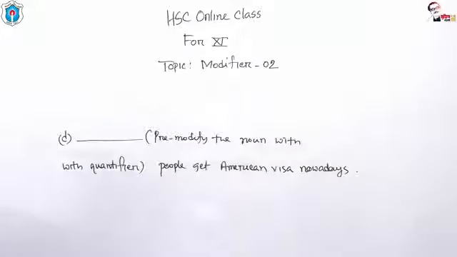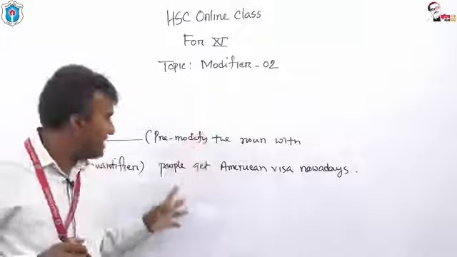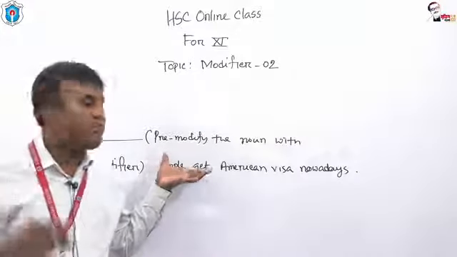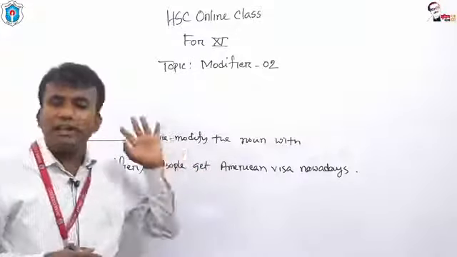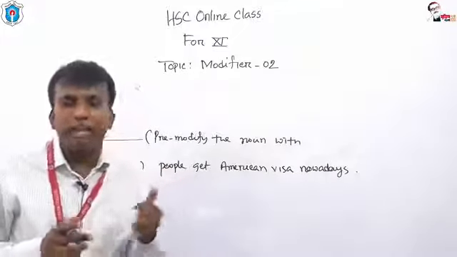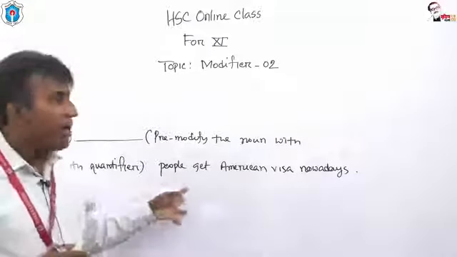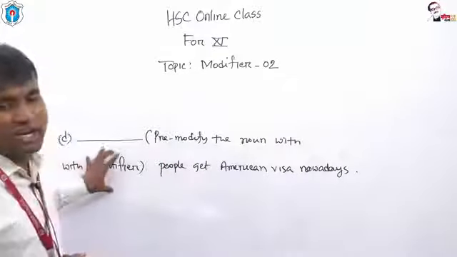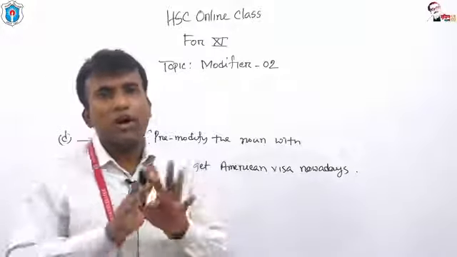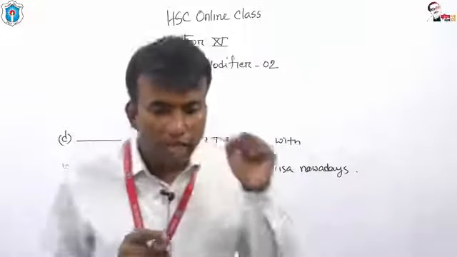Dash people get American visa nowadays. Pre-modify the noun with quantifier. The noun is people, you have to modify the noun people, and as a noun is always modified by an adjective, you have to use an adjective as pre-modifier, but this adjective must be a quantifier. I have already told you that all quantifiers are adjectives but all adjectives are not quantifiers, okay?